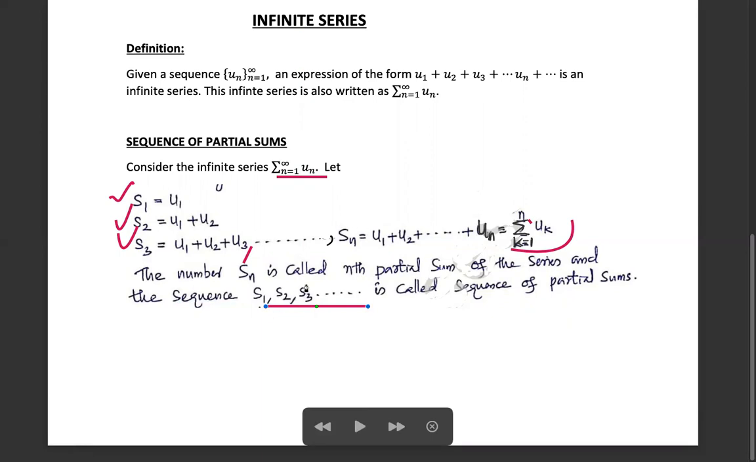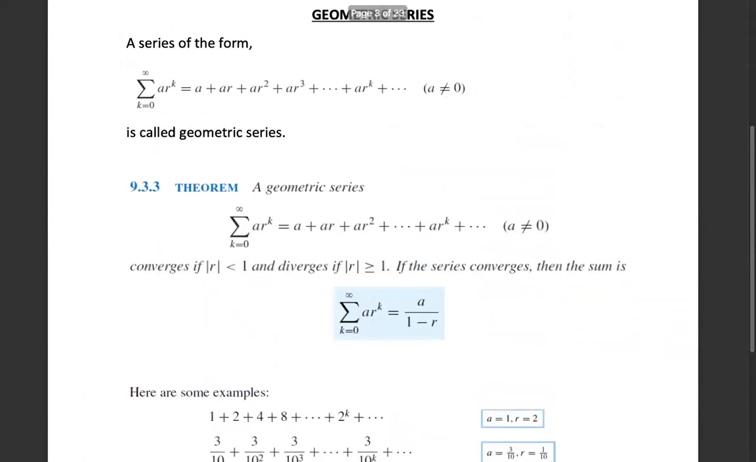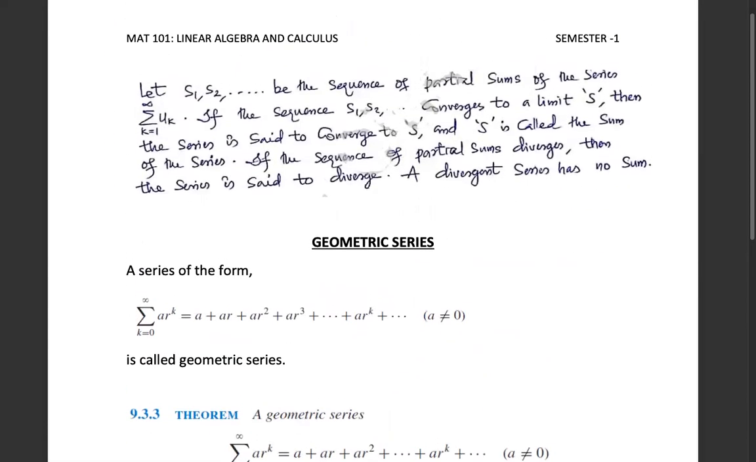So if S1, S2, etc., Sn is a sequence of partial sums, these are the partial sums. If the sequence of partial sums Sn converges, then the series converges. And if the sequence of partial sums diverges, then the series diverges.